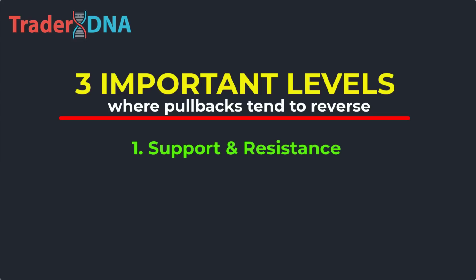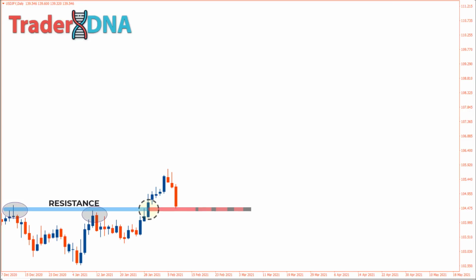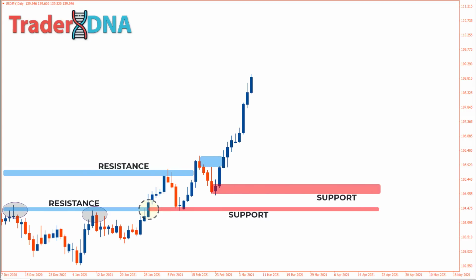Let me illustrate this with an example. If we look to the left, we can see that the price was repeatedly rejected at this level, indicating a resistance area. Eventually, the price broke out of the resistance and started a pullback. Now, pay attention to where the pullback ended. It found support at the previous resistance level, which now acts as a support level. The price then continued its upward movement, experienced another pullback, and where did the pullback end? The previous resistance turned support. This same concept applies to downtrends as well.